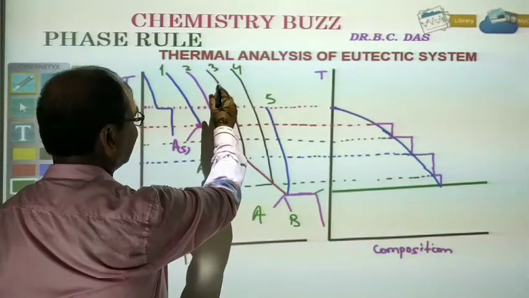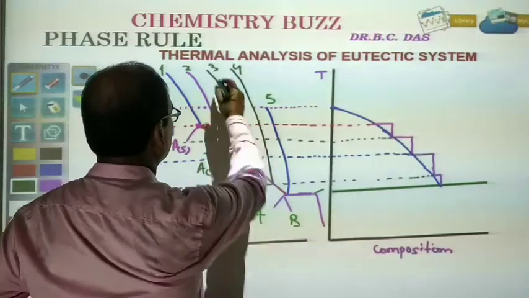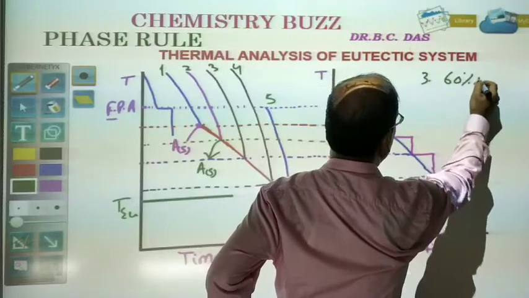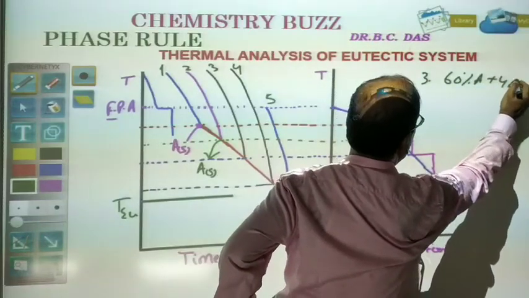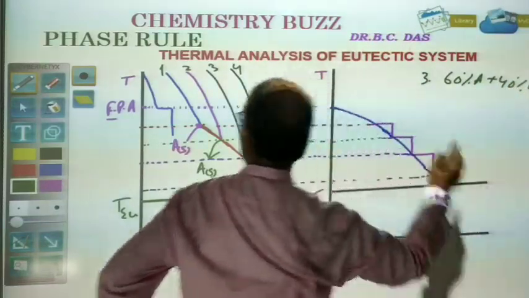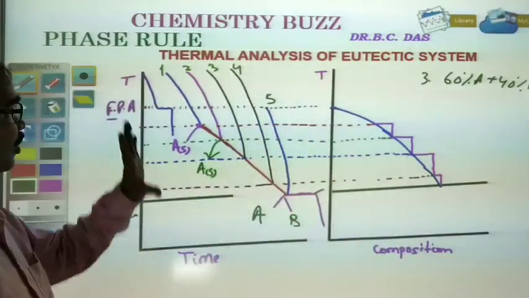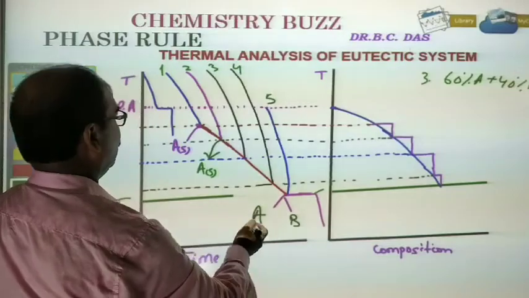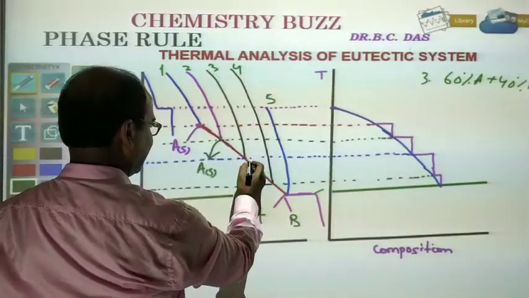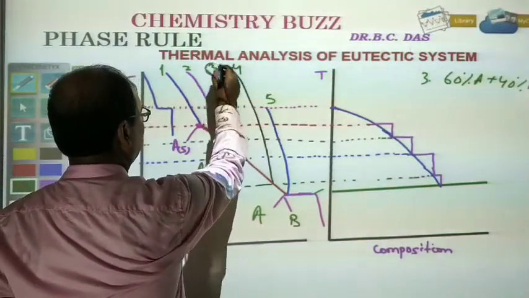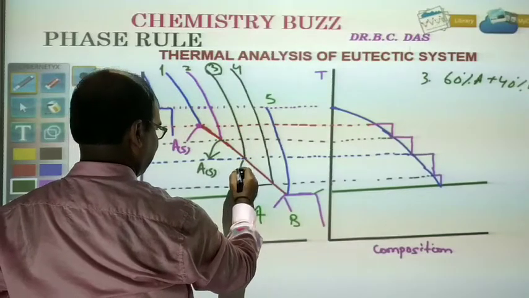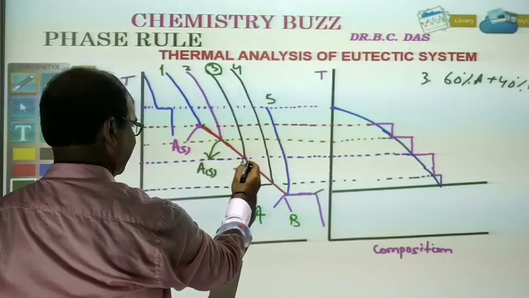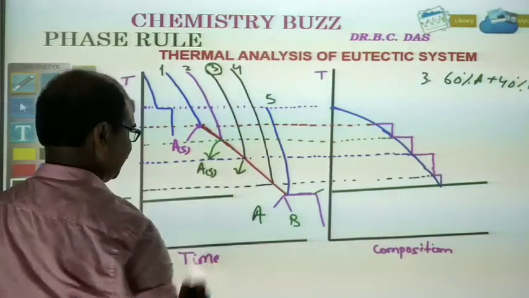Okay, so the next sample we have selected is 60% A and 40% B. So number 3 corresponds to 60% A plus 40% B. When this sample is similarly heated to a very high temperature and allowed to cool, then the first solidification for this sample will appear here. That is the first freezing point of this mixture.